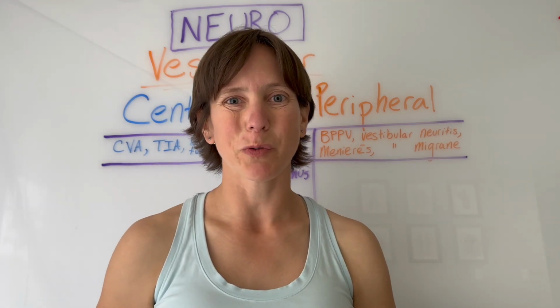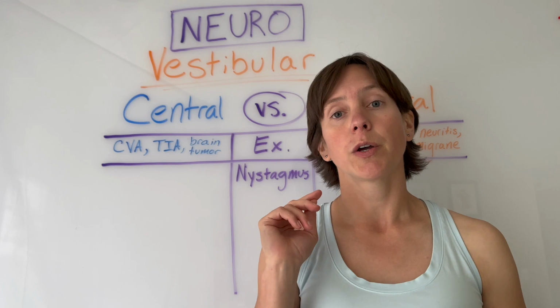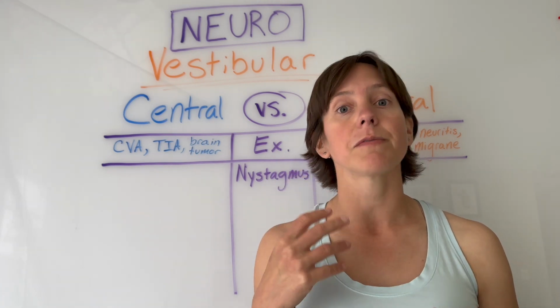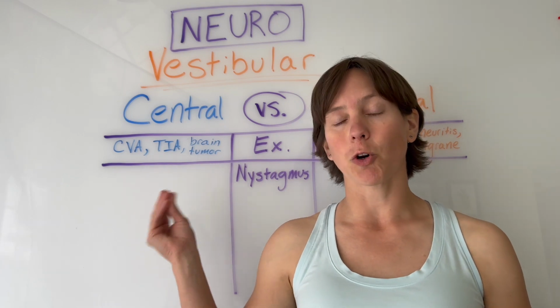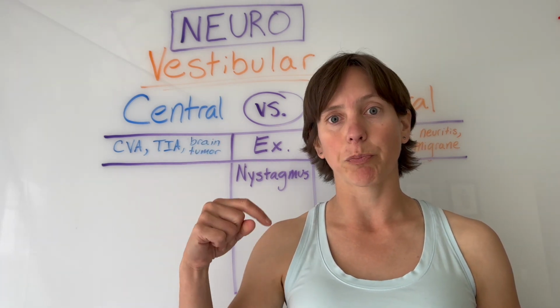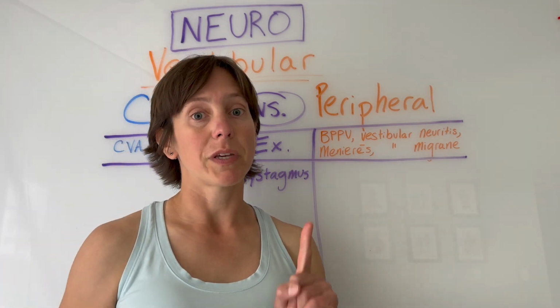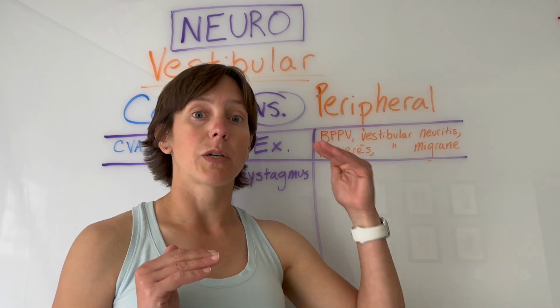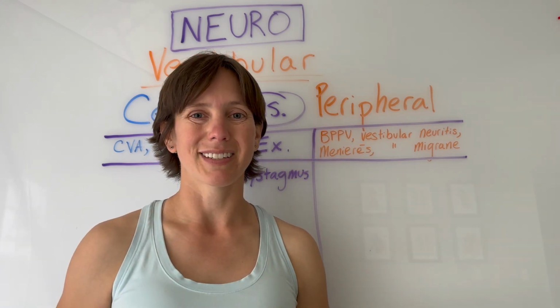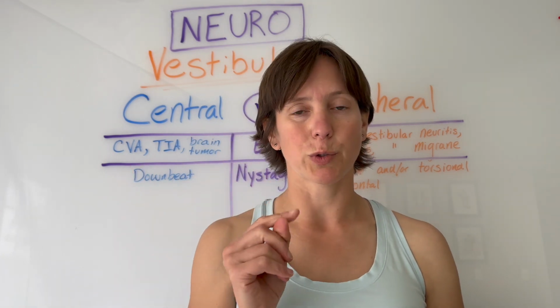The next component we're going to look at is nystagmus. Nystagmus is the involuntary eye movement that you can have with some of these disorders. When it comes to central disorders, it's almost always going to be a downbeating nystagmus. As far as peripheral disorders, most of the time it will be upbeat and torsional nystagmus, or sometimes it will be horizontal nystagmus.